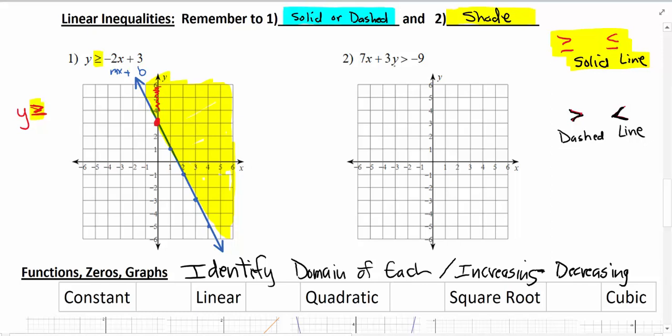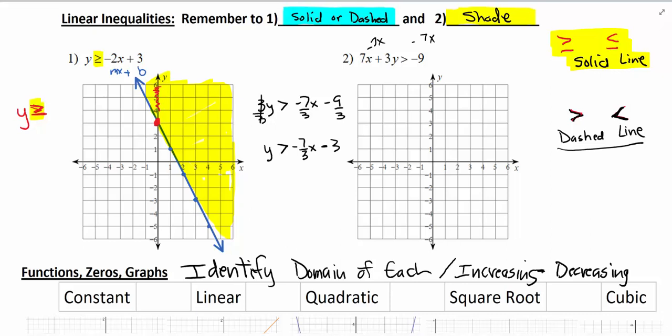Well, you're going to have to get the y by itself. So we're going to subtract 7x from both sides, and you're going to end up with 3y is greater than -7x, subtract 9. We need to get the y by itself, so we're going to divide each part by 3. So y is greater than, notice there's not a solid line, it's just greater than, so when we graph this, it's going to be a dashed line. So we have -7/3 x, subtract, well, 9 divided by 3 is 3.